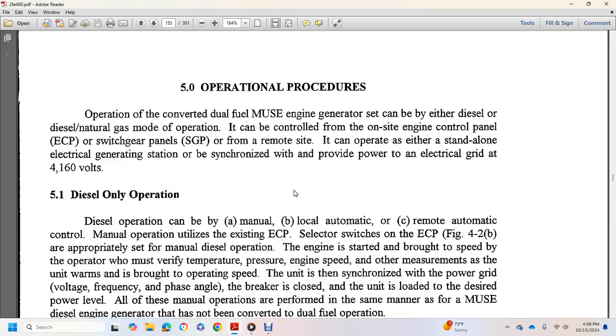Alright, Chapter 5, Operational Procedures. Operation of the Muse engine generator set converted with dual fuel may be in either diesel or diesel natural gas mode. Operation is controlled with the on-site engine control panel or switchgear panels from a remote site, and operated with either standalone electrical generation or standby synchronizer provided power to the electrical grid.